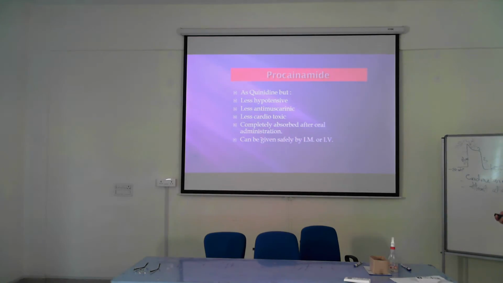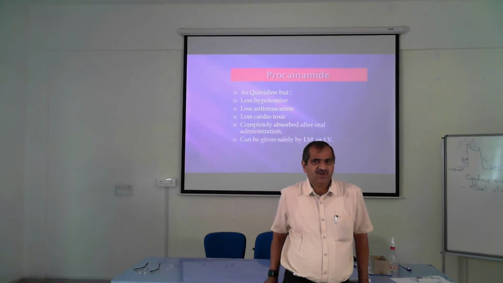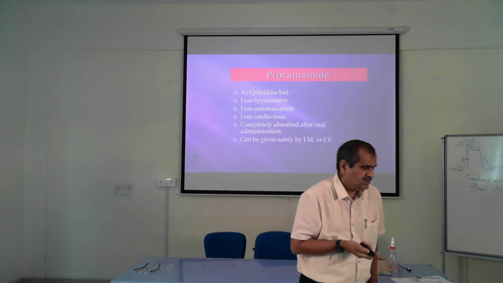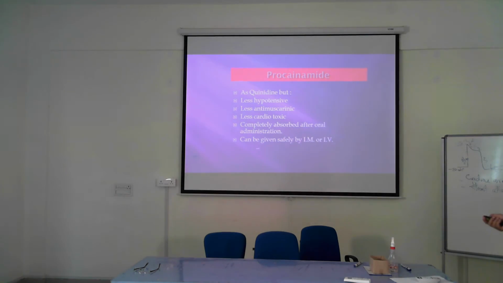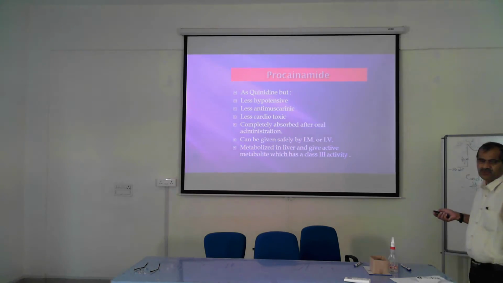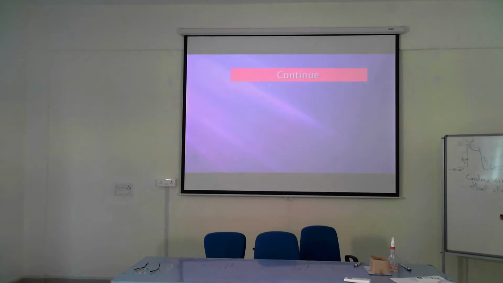And we will see how we can use these drugs in what we call cows that are dying, especially in the case of foot and mouth disease, because it is due to cardiac fibrillation and the exact mechanism is not known. So we can use such drugs, for example procainamide, which can be given IM or IV. It is metabolized in the liver and gives an active metabolite which has class 3 activity. So there are class 1, class 2, class 3 and class 4 type drugs. Class 4 is the calcium channel blockers.